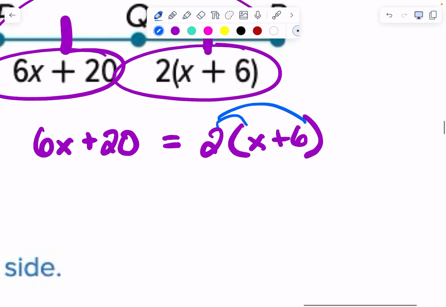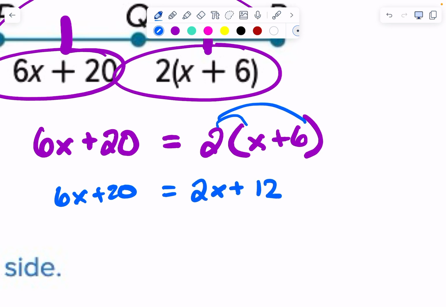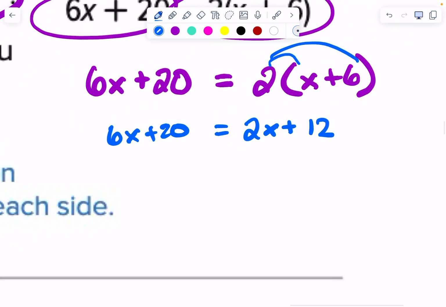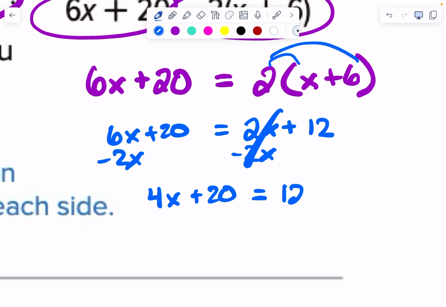Distribute the 2 through, okay? 6x plus 20 equals... Distribute the 2 through, and you get 2x plus 12. All right, now let's get the x's together. Do you want to subtract the 2 over or subtract the 6 over? Minus 2x, minus 2x. Okay. 6x minus 2x is 4x plus 20 equals 12.